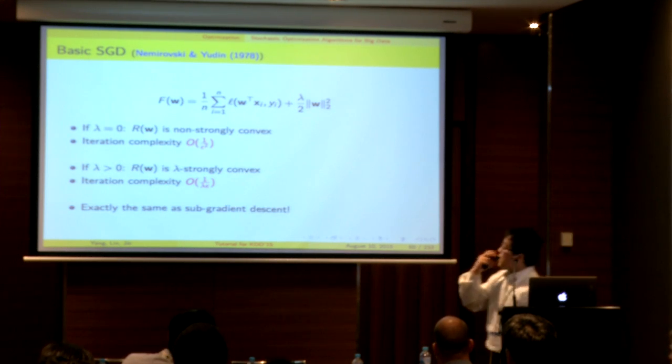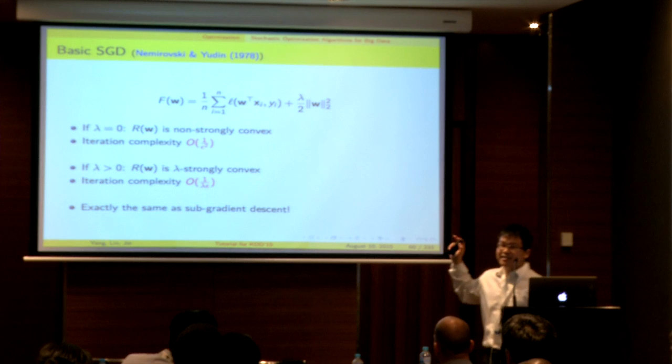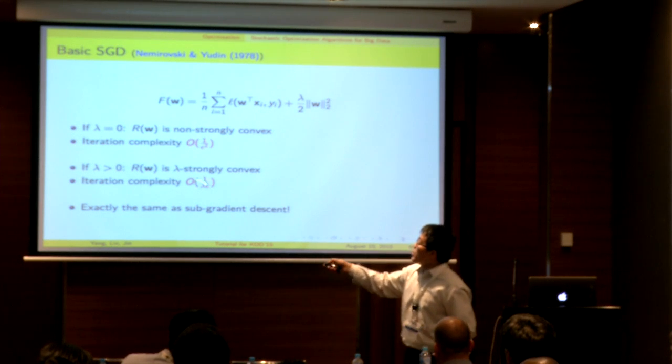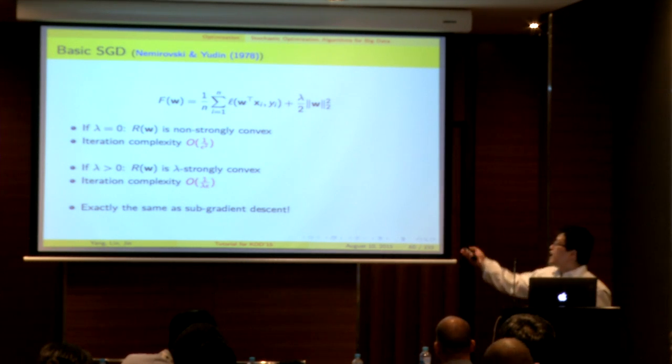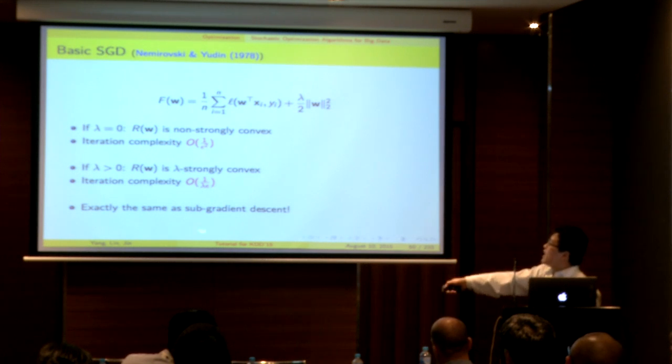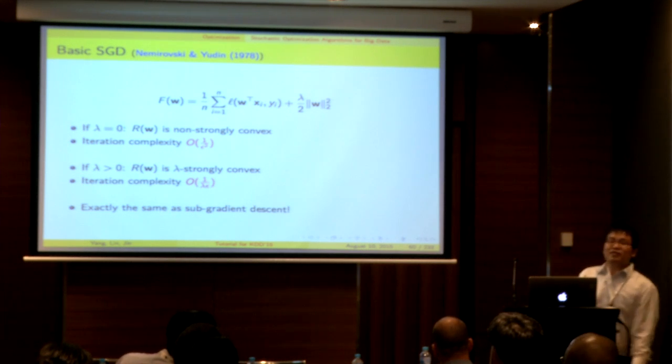So here are the complexities. If the problem is non-strongly convex, it's 1 over epsilon, the same as subgradient descent. If the problem is strongly convex, it's 1 over lambda epsilon, still the same as subgradient descent. In this case, if you use stochastic gradient descent, you get exactly the same result as subgradient descent. There's not much difference. Okay?